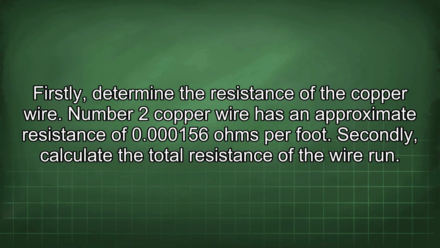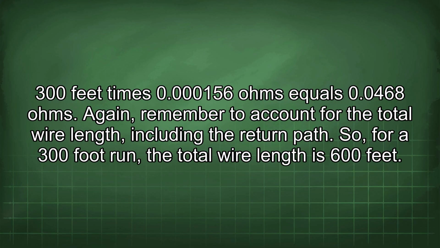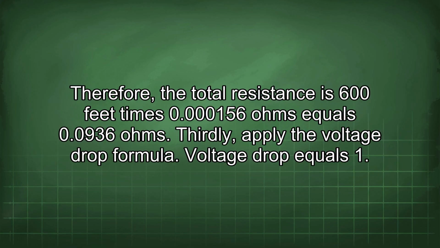Firstly, determine the resistance of the copper wire. Number 2 copper wire has an approximate resistance of 0.156 ohms per foot. Secondly, calculate the total resistance of the wire run. 300 feet times 0.156 ohms equals 0.468 ohms. Again, remember to account for the total wire length, including the return path. So, for a 300-foot run, the total wire length is 600 feet. Therefore, the total resistance is 600 feet times 0.156 ohms equals 0.936 ohms.